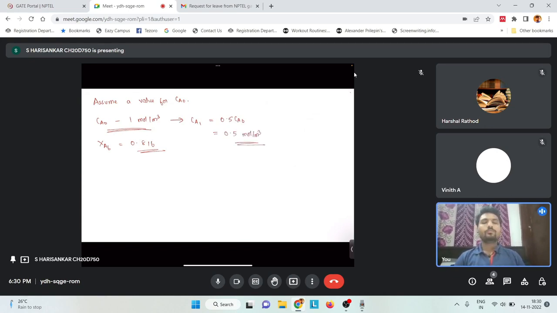So now using this CA1, you can apply the design equation for the PFR, using CA1 equal to 0.5 as your initial concentration. And again, you can find the outlet concentration of the PFR, which will be CAF, and that you will get as 0.184. And based on this we can calculate the fractional conversion again, right?